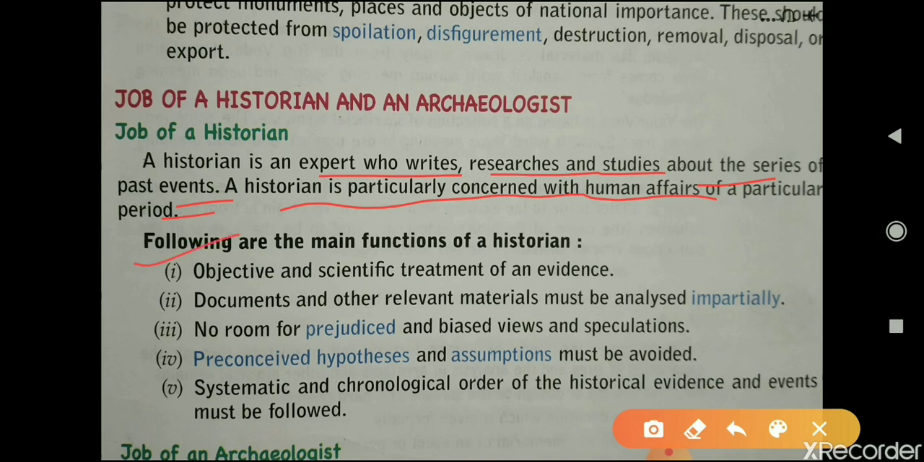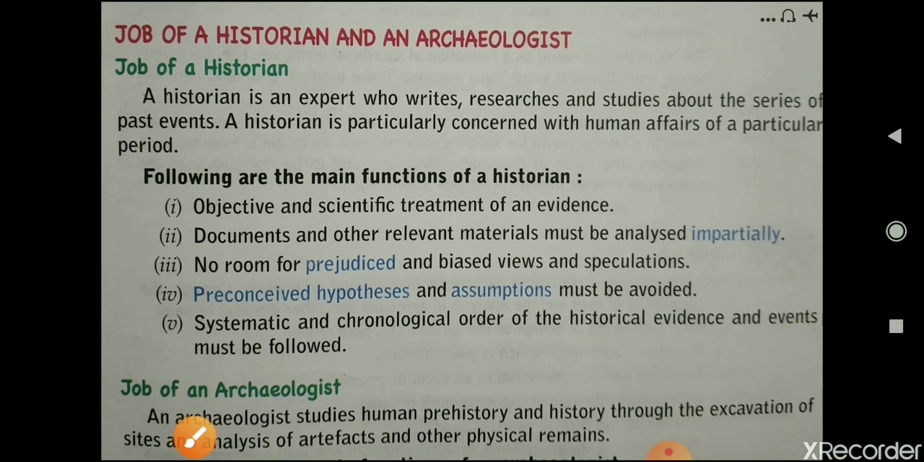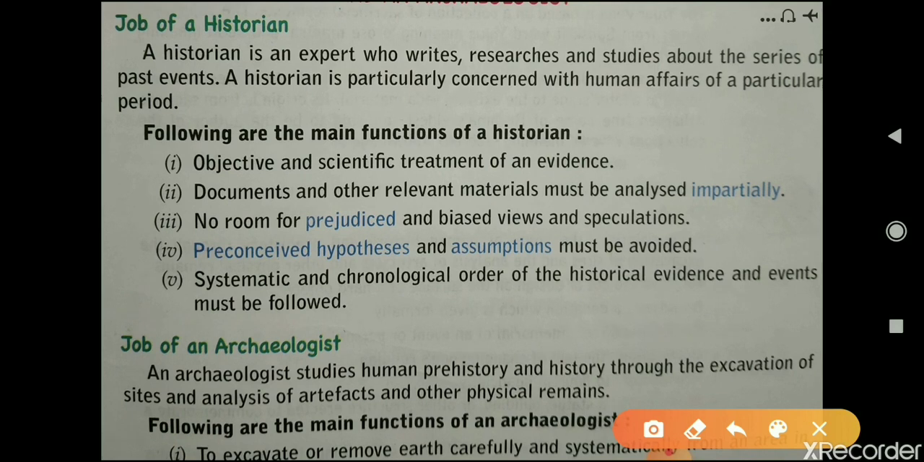Main functions of a historian are objective and scientific treatment of evidence. Means if you get some evidence, you have to treat it in an objective and scientific way. Then second one is documents and other relevant material must be analyzed impartially. Documents and any other material related to our history should be analyzed properly, impartially. No room for prejudiced and biased views. Means do not give biased views; review it properly and truthfully.